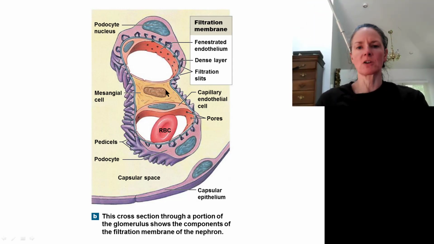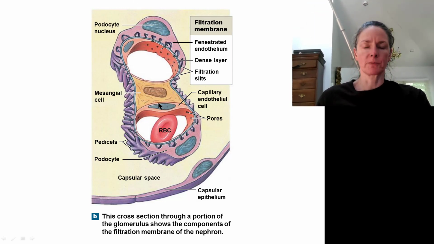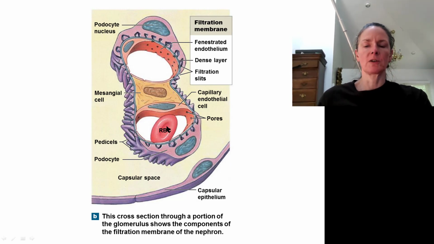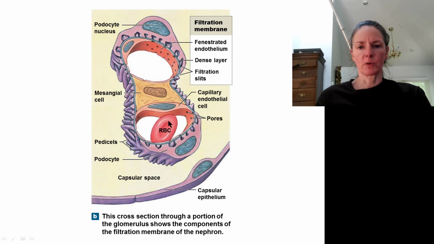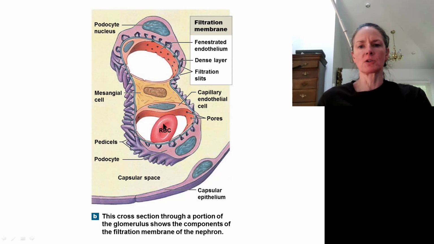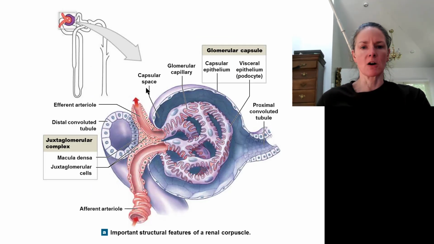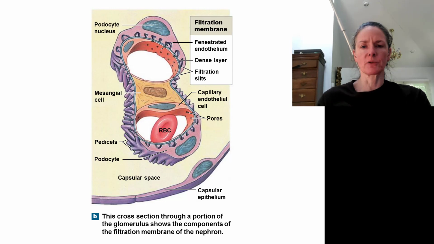So here we have a cross-section through part of some blood vessels, the dense layer, and some podocytes around this. So this is part of our glomerular capillary system. Here is our capsular epithelium, and here's our capsular space. So you can see within the blood vessel we would have red blood cells and the like. So one of the things you will notice is that we have these mesangial cells, and these are called intraglomerular mesangial cells because if we go back here, there are going to be some extraglomerular mesangial cells that reside within the juxtaglomerular complex.